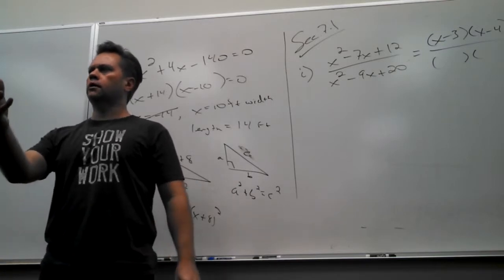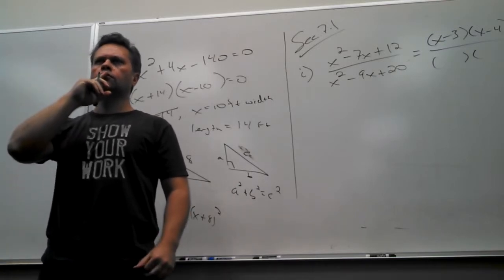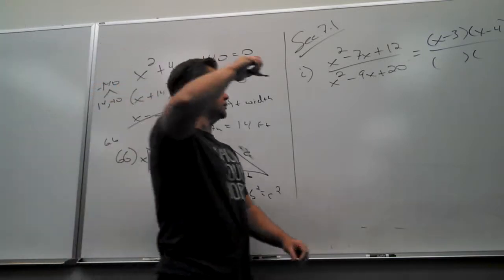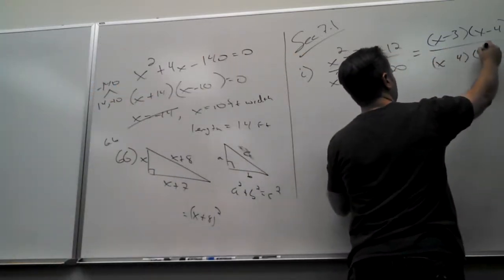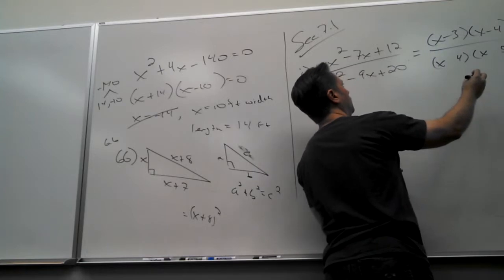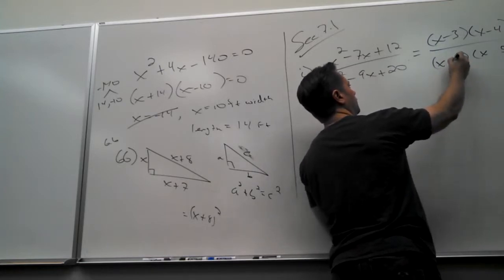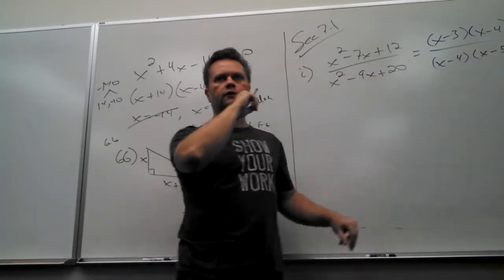And then how do you factor the bottom? 5 and 4, kick ass. As long as they're both what? They got to both be negative to make negative 9.